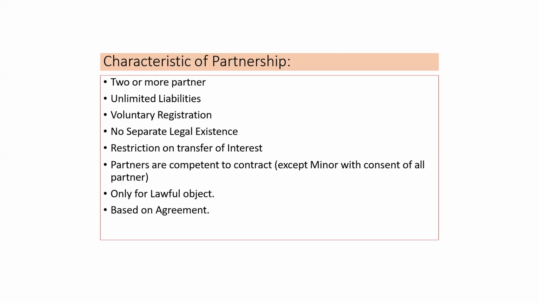No separate legal existence apart from the partners. There is a restriction on transfer of interest, and partners are competent to contract, except minor, with the consent of all the partners. It can be formed only for a lawful object, and it is based on the agreement, which may be oral or written. ठीक है. कई बार पूछ सकता है ओरल पार्टनरशिप भी हो सकती है. आंसर इज यस. ऐसा कोई रिटर्न का कोई जरूरी नहीं है.